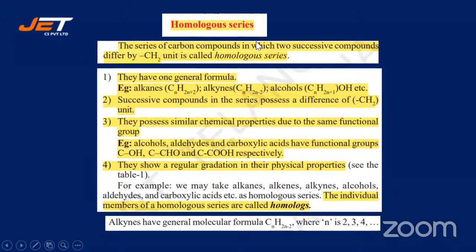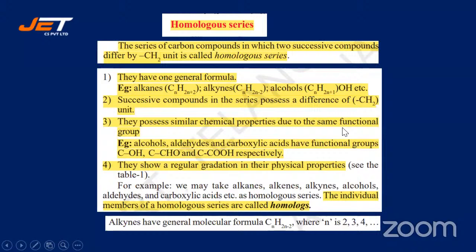Next coming to homologous series. The series of carbon compounds in which two successive compounds differ by a CH2 unit is called homologous series. So you can see here the formulas. General formulas are for alkanes CnH2n plus 2, alkynes CnH2n minus 2, alcohols consisting of OH and alkyl group, so CnH2n plus 1. Successive compounds in the series possess a difference of CH2 unit.